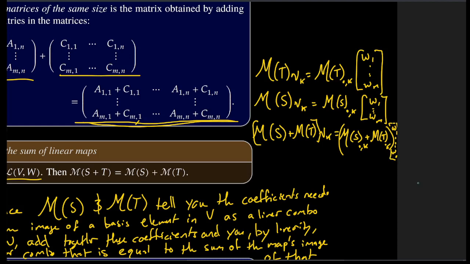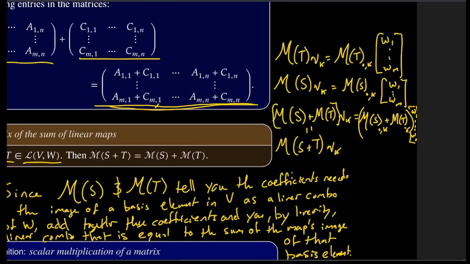Terrible, terrible writing right here. But you see what I mean? You just add them together, and then you can distribute it, obviously. And very clearly, this is the same as the matrix of S plus T on vk, which will just give you the coefficients that you need to represent S plus T of vk as a linear combination of w1 through wm. Obviously, the coefficients you need are the sum of the coefficients you need to write T vk as a linear combination of w1 through wm, and S vk as a linear combination of w1 through wm. So we're good to go.